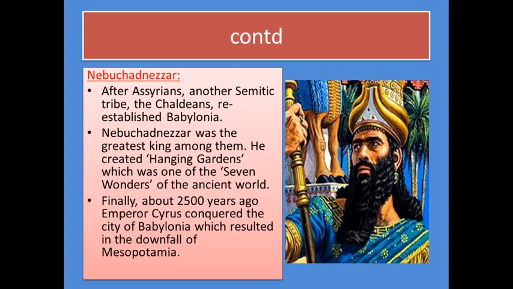Finally, about 2500 years ago, Emperor Cyrus conquered the city of Babylonia, which resulted in the downfall of Mesopotamia. So this was the end of Mesopotamia when King Cyrus conquered the city of Babylon, and it was a downfall for the Mesopotamians.